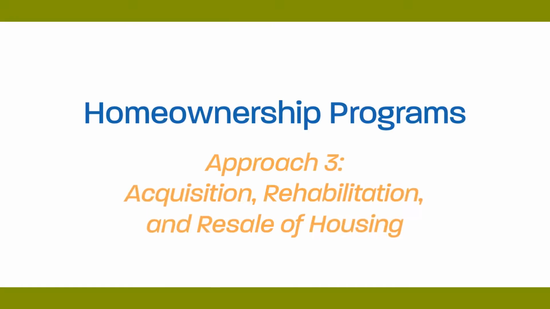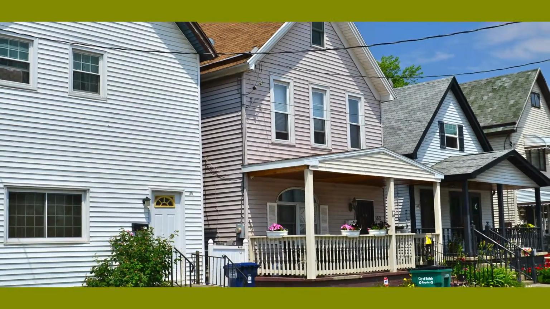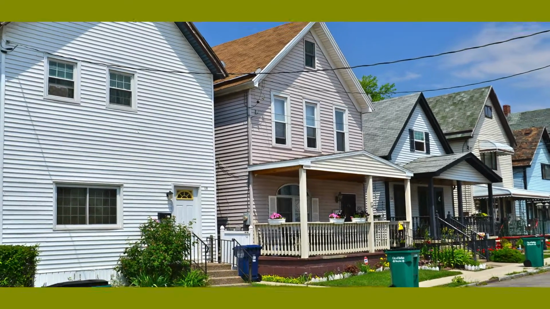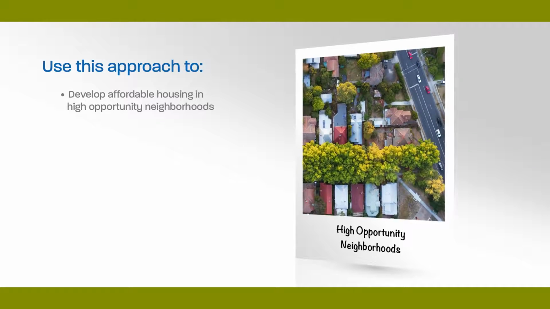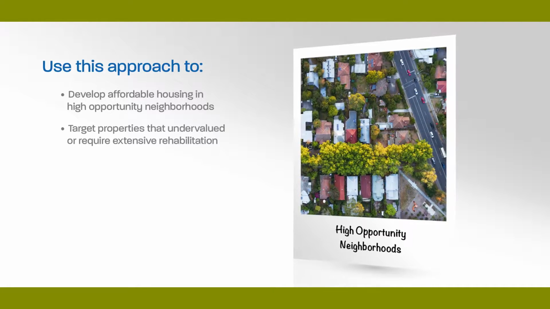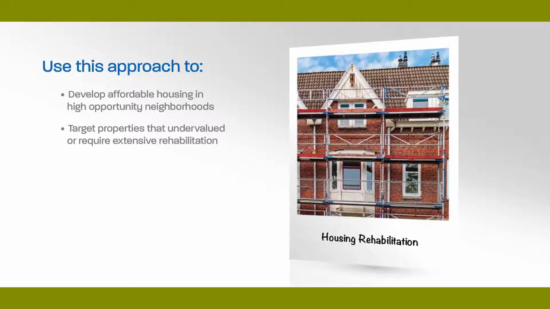In the third approach, a public or private entity may purchase housing, rehabilitate it, and resell it to persons with low or moderate incomes. This is an approach you might use to develop affordable housing in high-opportunity neighborhoods. Look for properties that are undervalued, are in arrears, or require extensive rehabilitation.